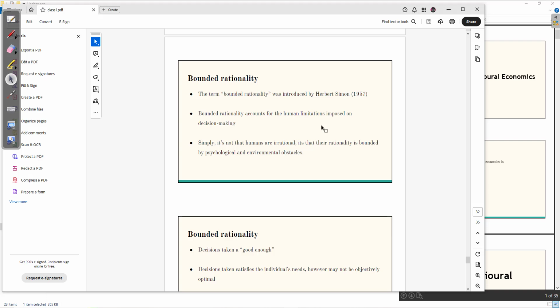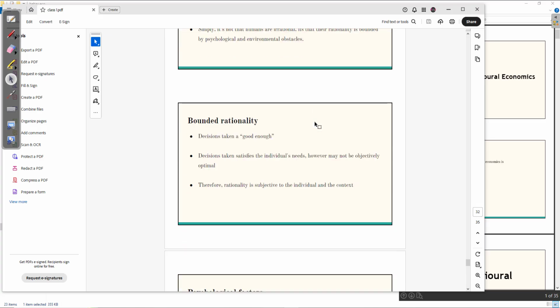Simply, it's not that humans are irrational. It's that their rationality is bounded by psychological and environmental obstacles. Again, that rationality we are talking about is what is defined in economics. It's not that you are not a gain maximizer; you are trying to maximize your gain, and you are not on purpose trying to lose anything. But there are psychological factors, emotions, environmental obstacles, peer pressure, social impact, cultural impact, which might make you take wrong decisions, and which might also make you take a better decision. So it's not that it's only negative for your decision making.